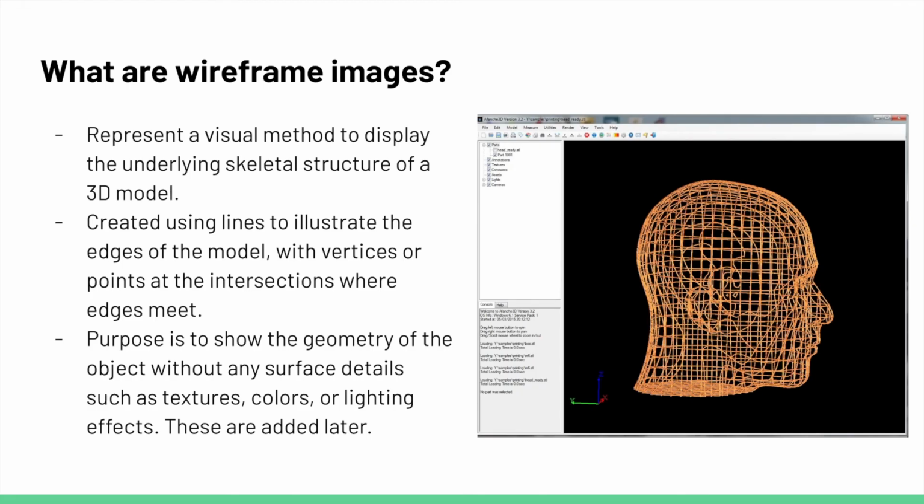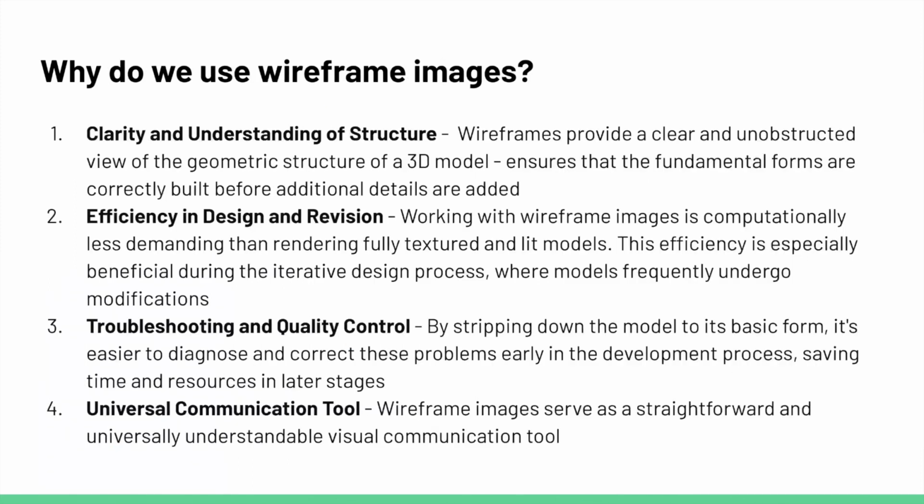Now, wireframe images are basically like this. They represent a visual method to display the underlying skeletal structure of a 3D model, so basically in terms of lines. They illustrate the edges of models with points at the intersections where the edges meet, and these allow us to show the geometry of an object without other details like texture, color, or lighting effects, which are added later. Now, we use these to get a clear understanding of a structure, to understand how the geometric structure of the 3D model looks, and this can allow us to make changes to the structure before adding any additional details.